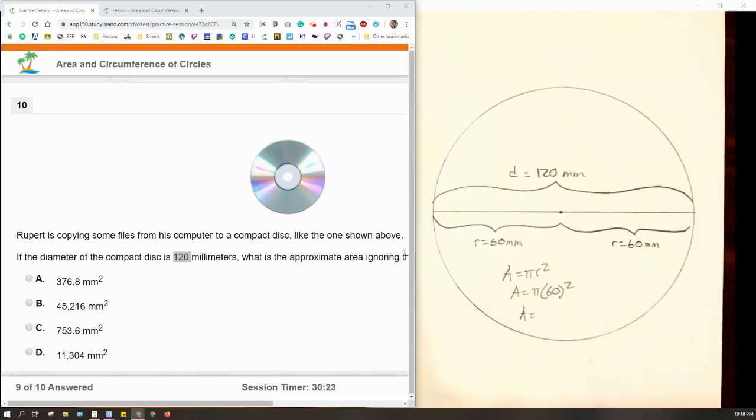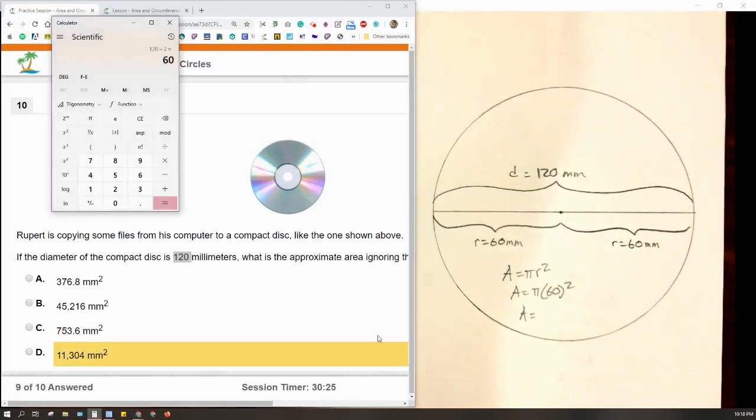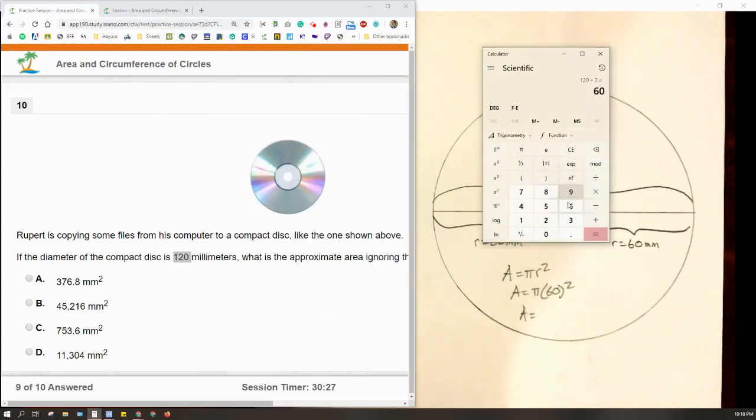So what is the area equal to? It's okay to use your calculator, folks. Here we go. You got 60 squared times 3.14, and we get 304 square millimeters.